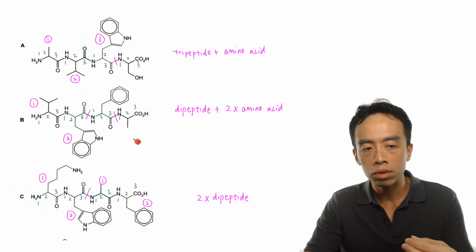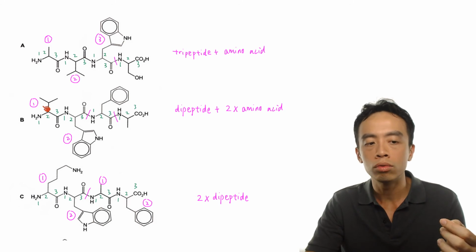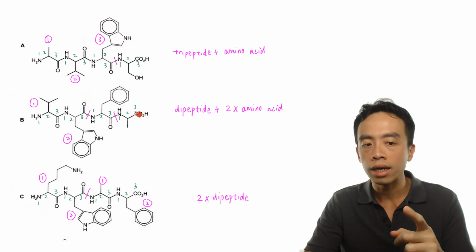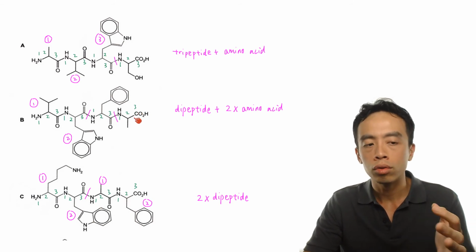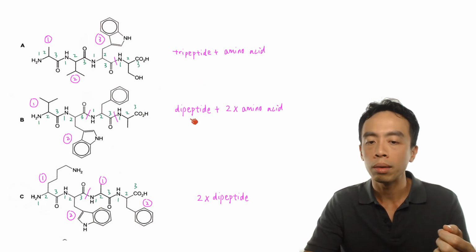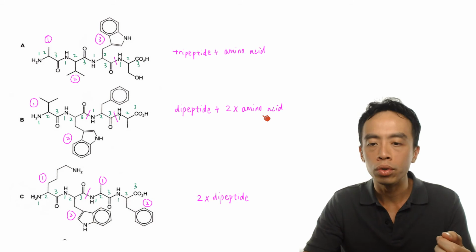So what we will end up with is a dipeptide, these two joined together, number one followed by number two. This guy is one amino acid, this guy is the second amino acid. So if I am subjecting B to chymotrypsin, the outcome will be one dipeptide and two amino acids.